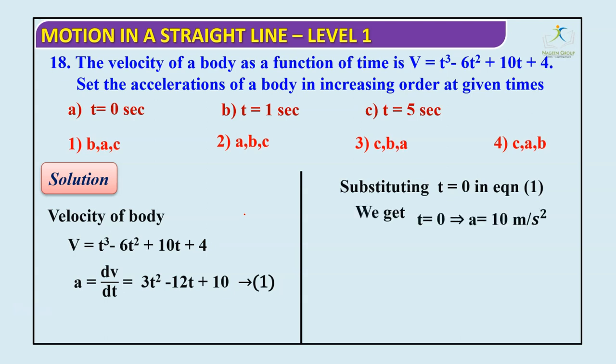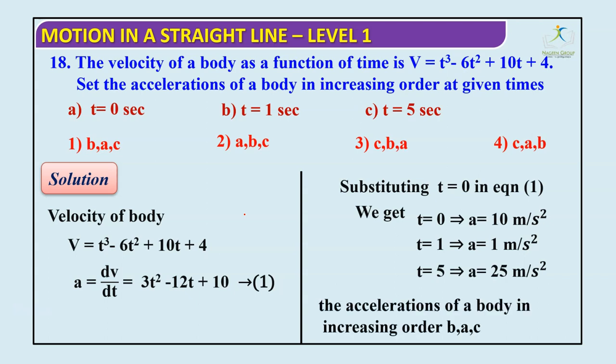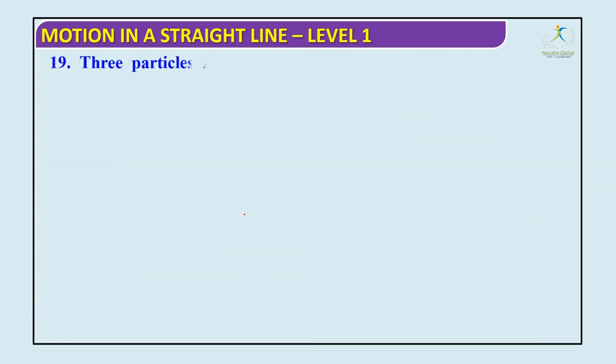If t equals 0, we get acceleration a equals 10 meter per second square. If t equals 1, it is 1 meter per second square. And if t equals 5, it is 25 meter per second square. Hence, the acceleration of the body is increasing in the order, so the correct option is BAC.